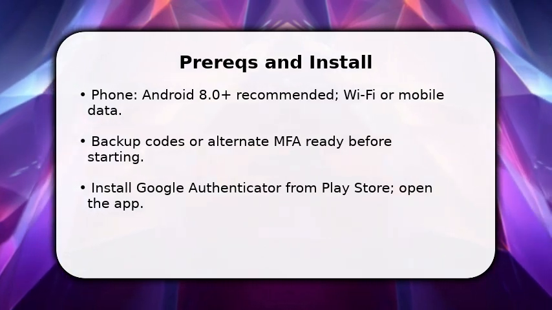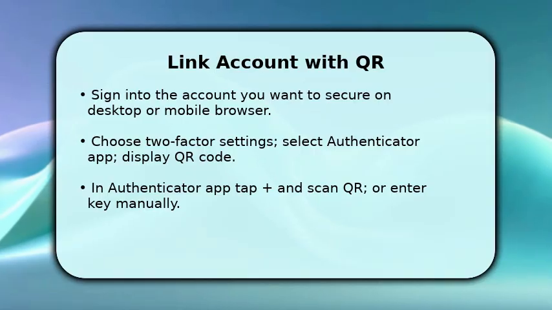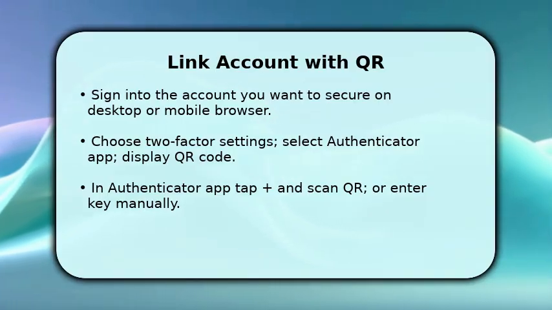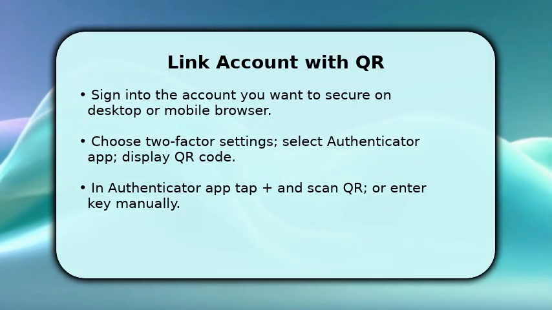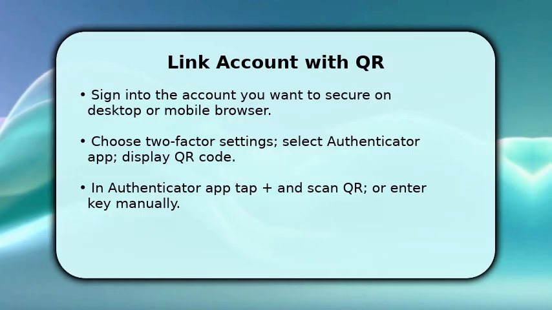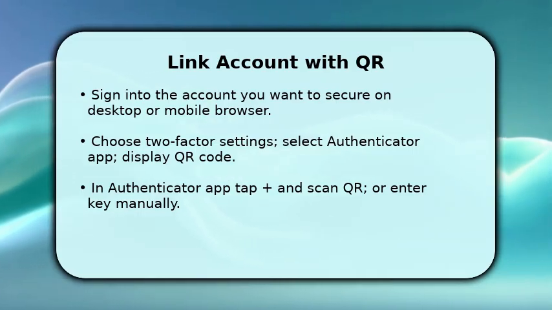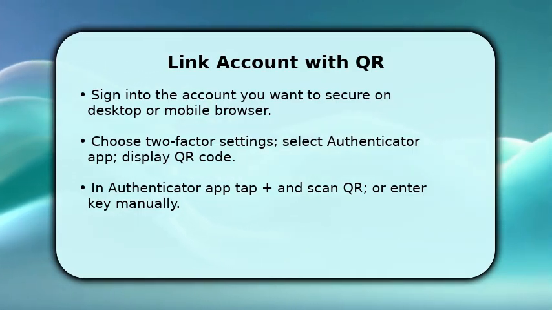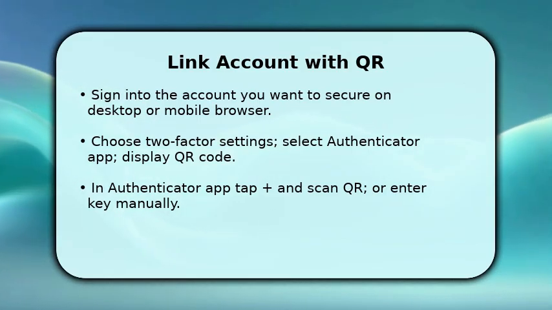You'll next link an account by signing into that service and navigating to two-factor settings. Select the Authenticator app option to reveal a QR code. Then, in Google Authenticator, tap the plus icon, choose Scan a QR code, and point your camera at the code. This exchange is a shared secret so codes sync correctly.